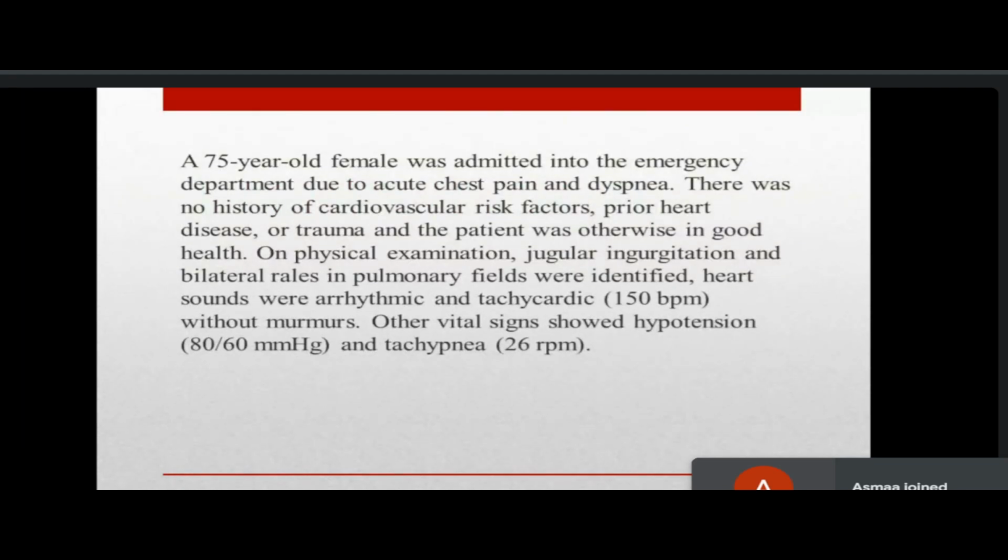So the case presentation talks about a 75-year-old female that was admitted into the emergency department due to acute chest pain and dyspnea. There was no history of cardiovascular risk factors, prior heart disease, or trauma, and the patient was otherwise in good health. On physical examination, jugular engorgement and bilateral rales in the pulmonary fields were identified. Heart sounds were arrhythmic and tachycardic, without murmurs. Other vital signs showed hypotension and tachypnea.